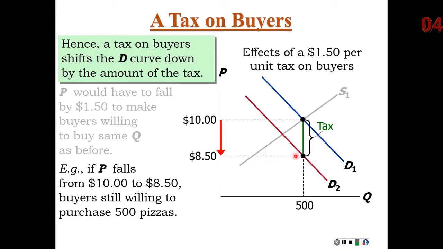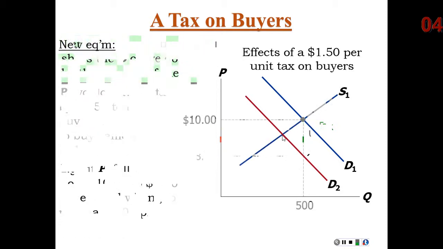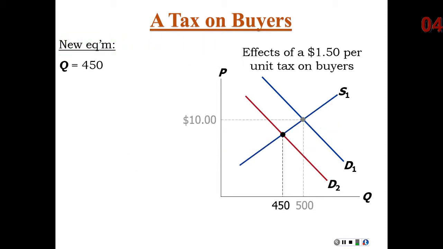What would you tell me would happen in Chapter 4 at a price of $8.50? Well, you would have a quantity demanded of 500 at $8.50, but your quantity supplied would not be 500. It would be much less. In fact, you would have a shortage here. What would happen in the case of a shortage? Well, the price would get bid up, wouldn't it? Until some new equilibrium. So we would have a new equilibrium point below the original equilibrium point. In this case, it's an equilibrium of 450 pizzas, and a new price that sellers receive of $9.50.